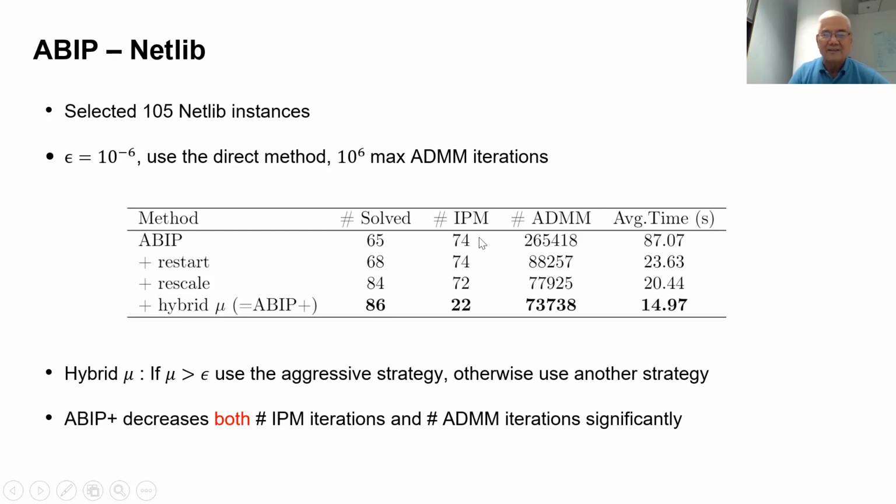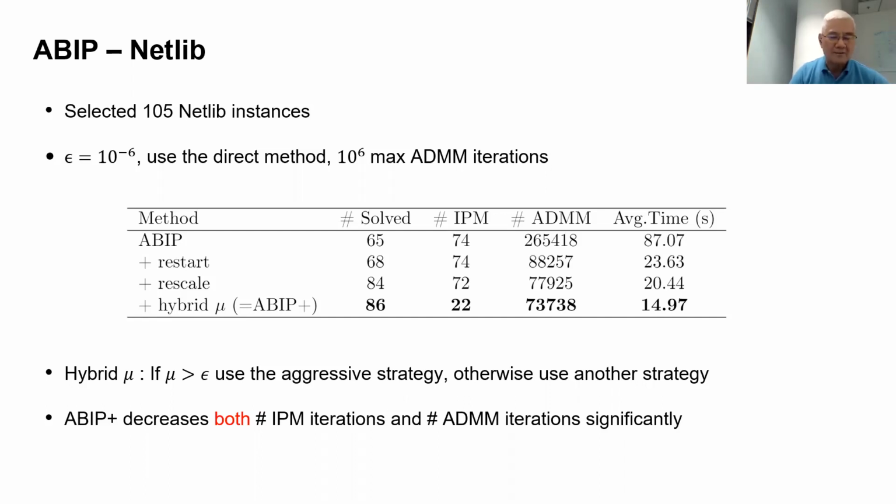And the average iteration number also reduced from 72 to 22. ADMM iterations also went from 265,000 down to 73,000. So the time is also reduced. Okay. So basically the takeaway is that you need to customize. Okay. You cannot have one setting to fit all. So depending on problem features, you should adjust your parameters.